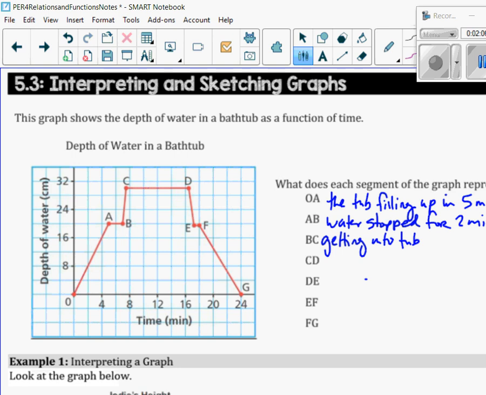Okay, from C to D. What's happening in C to D? Having the bath. Yes, having the bath, relaxing, whatever you want to say. Make up a story, I don't care. So how many minutes were they having a bath for? It starts at a little bit before 8, and then they're done a little bit after 16. So approximately 9 minutes.